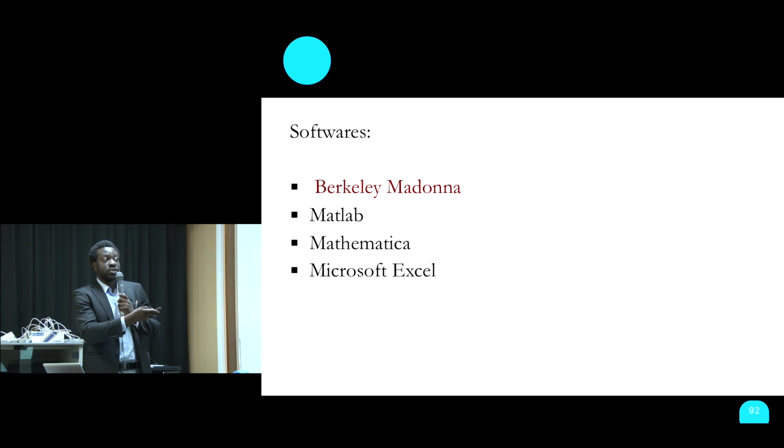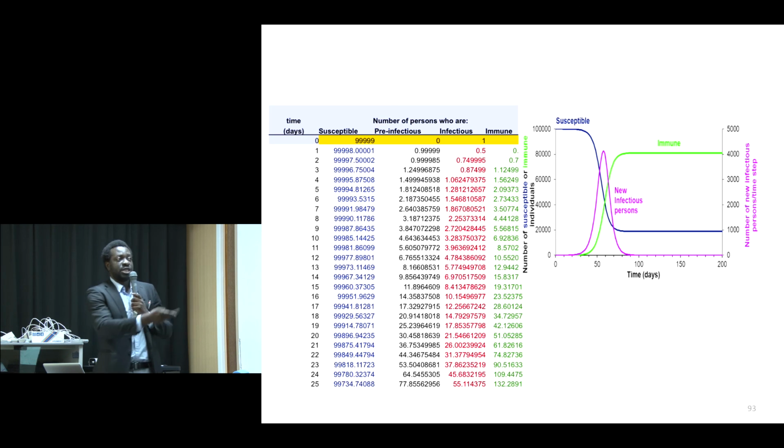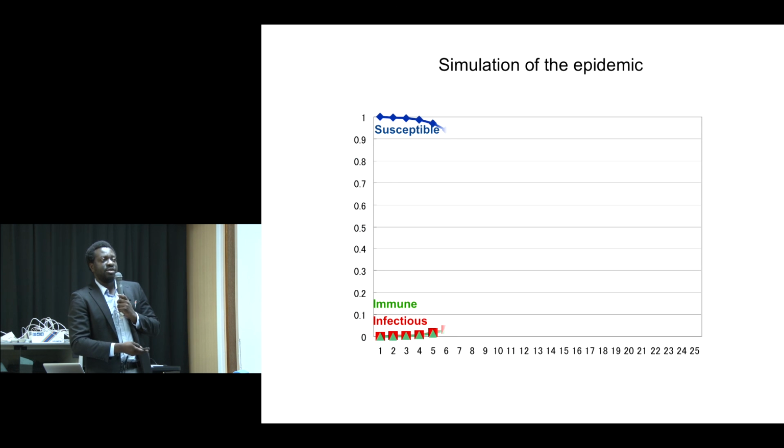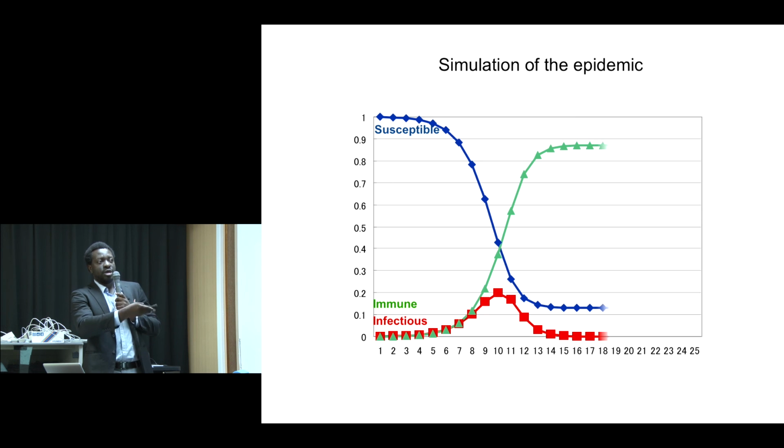And there are software packages to do that. What I use is Berkeley Madonna, but you can use a very simple Microsoft Excel to do simple mathematical modeling. For example, for this exercise, just with Excel, you can have this kind of estimation, and you can estimate the number of susceptible and infectious. So this is just a simulation of how the transmission can happen over time, the number of infectious, the number of immune, and the number of susceptible.